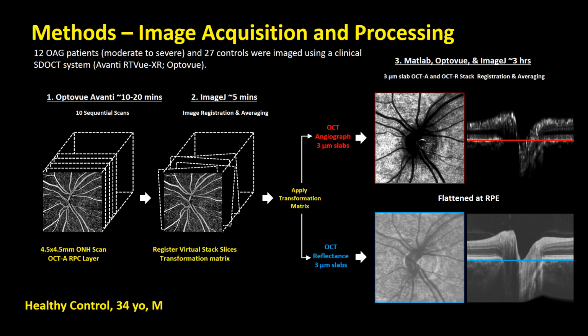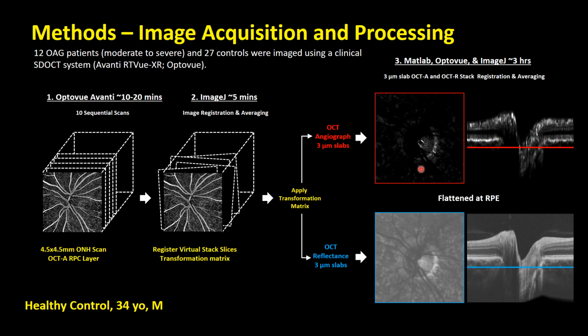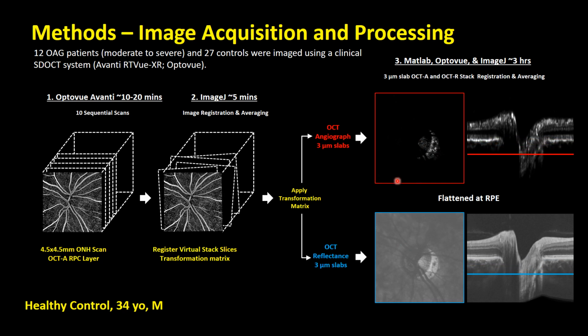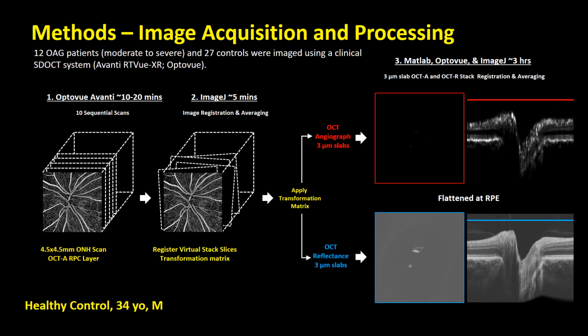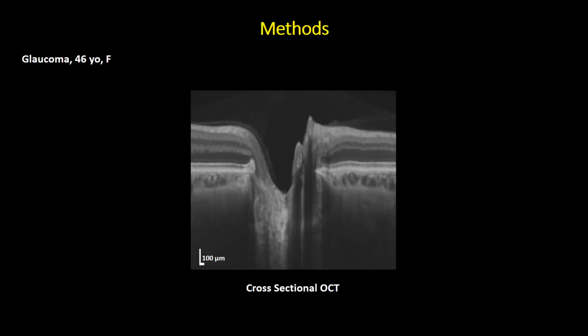Here you can see a fly-through en face view of the registered average OCTA and OCT reflectance, and the corresponding axial locations are indicated by the horizontal lines on the cross-sectional OCT panels. Here we will be looking at an example from a glaucoma patient. This is a 4.5 millimeter cross-sectional OCT image across the disc in a patient with glaucoma.